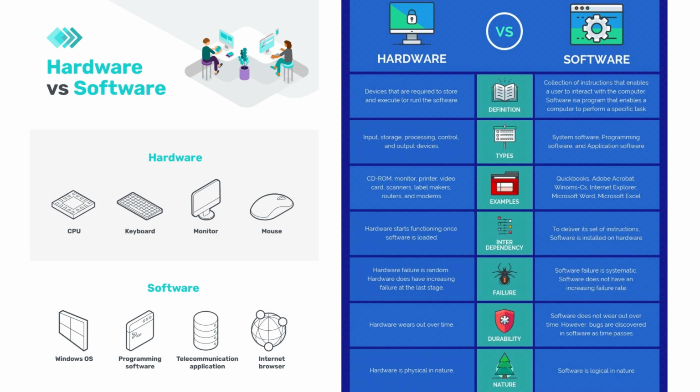To summarize, hardware is the physical part of a computer, and software is the set of instructions that controls it.